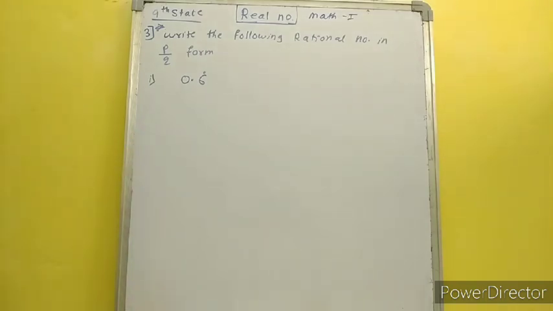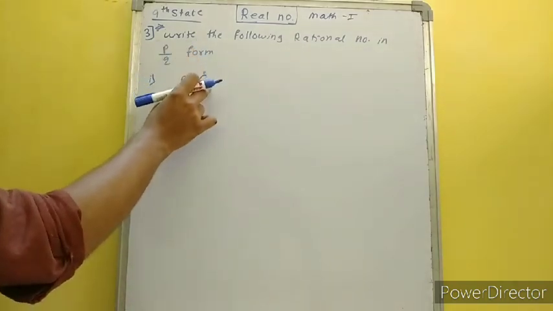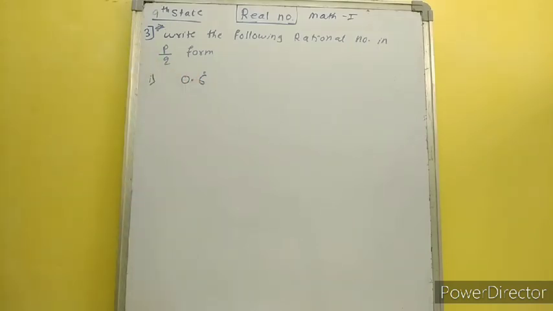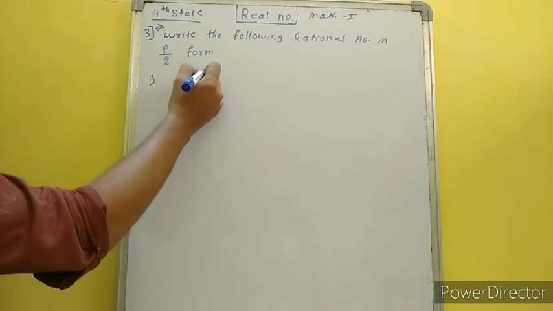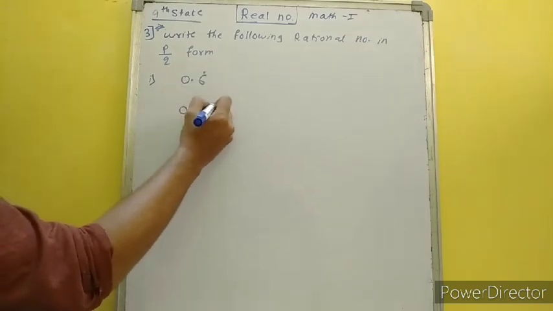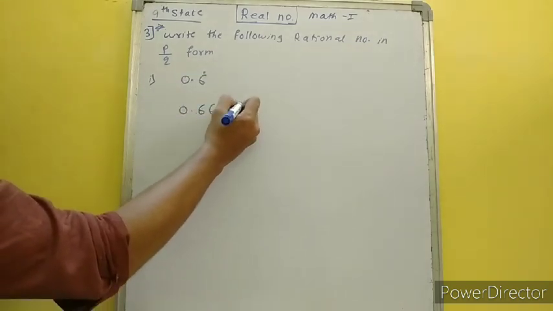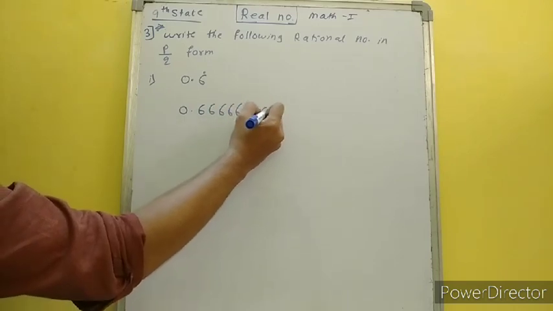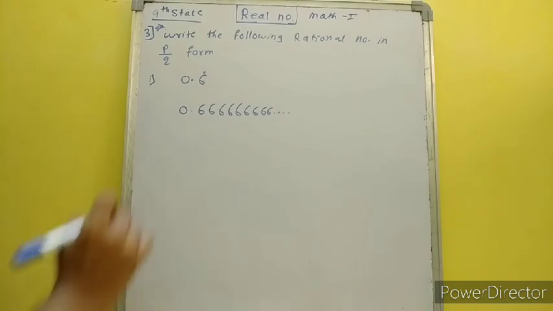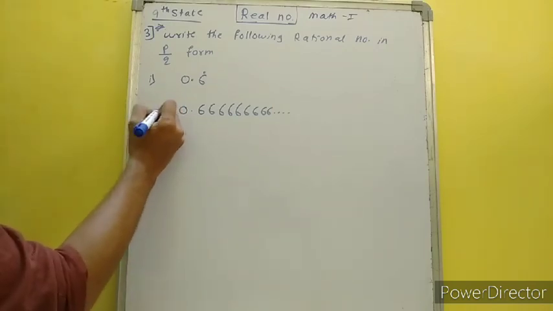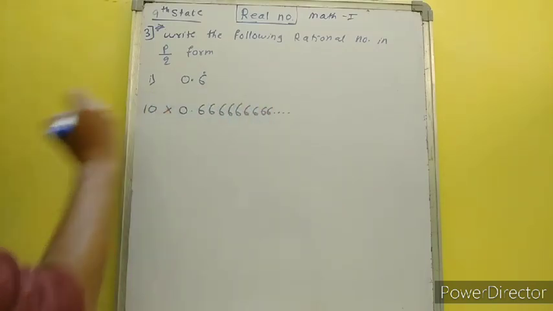Okay, see, if we need to write this 0.6 recurring in p upon q form. Now, what do you mean by 0.6 recurring? That is 0.6666666. Okay, it is not going to end. But if I multiply this by 10, what will happen?